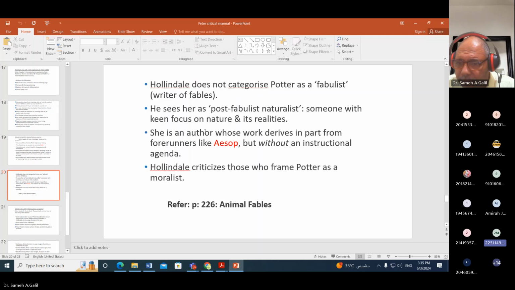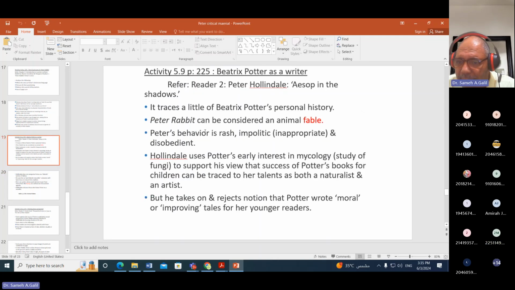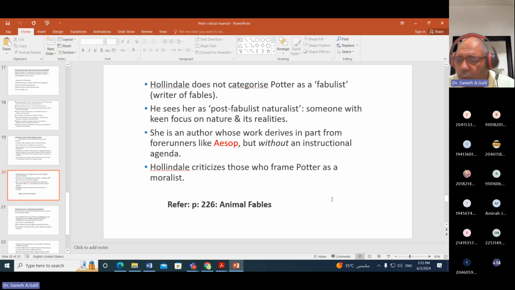The previous one, Peter Hollindale. Yes, he normally criticizes all the critics that say that Beatrice has a moral agenda, that she has an instructional agenda, that she writes in order to give moral lessons. He says, no, I don't believe that there are moral lessons involved, and if there are any, it's not intentional. She didn't mean it. She focuses on the aesthetics of the work. Yes, thank you.